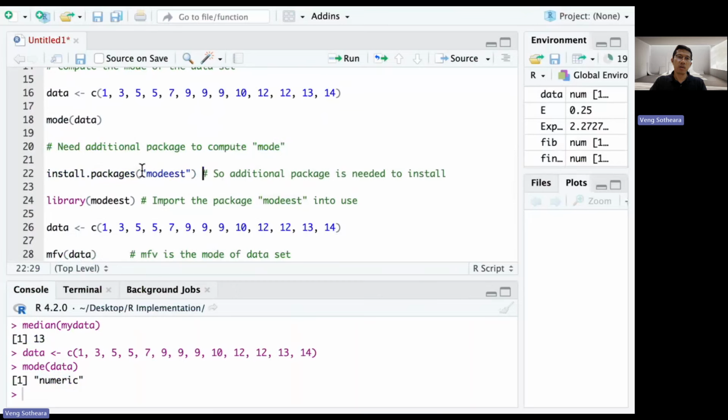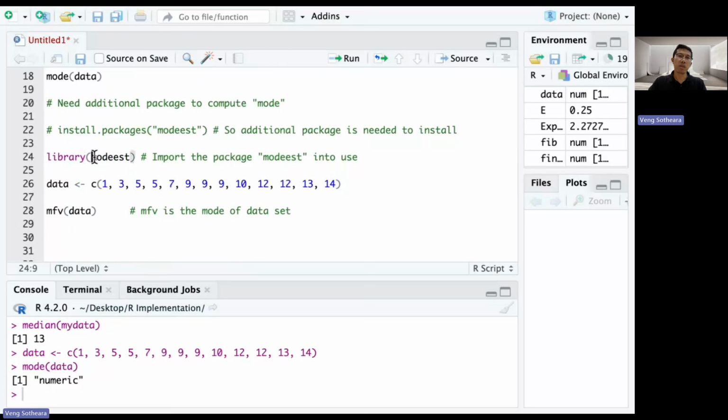There are several ways of installing a new package. You may search Google on how to do so. And once you've done this, I think you better just get rid of it. So in order to avoid reinstalling it again, I put a hashtag to tell us that this is just a comment, not code to be executed. So once you install it successfully, you have to call it into use by using library and put the name of the package you just installed. If you don't call it into use, you cannot compute the mode as planned. So before you can compute the mode, just call this package into use by using library and put the name of the package.